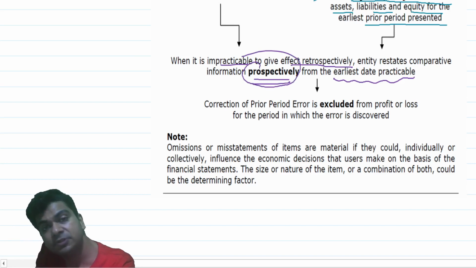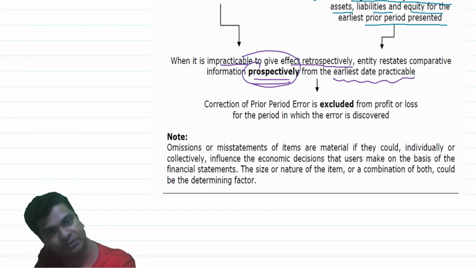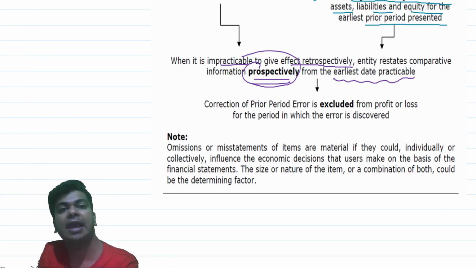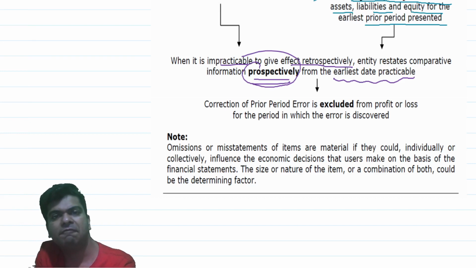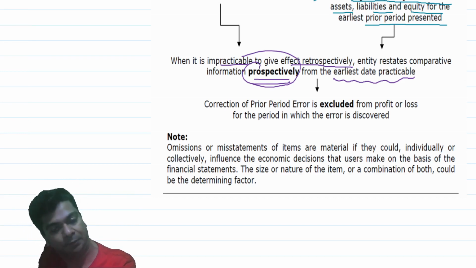My accountant tells me that for the last 10 years it will not be possible, but the last 3 years' records I can check, and whatever expense you are saying I have debited to the P&L, now I will capitalize the same. Fair enough. Okay, it is fair enough. We can definitely give this effect.